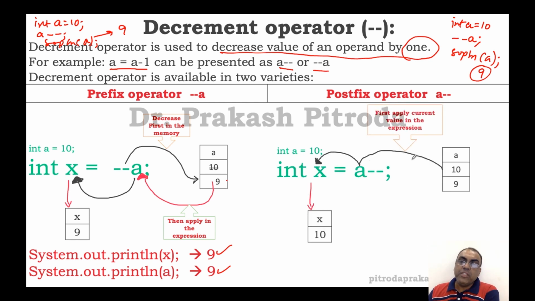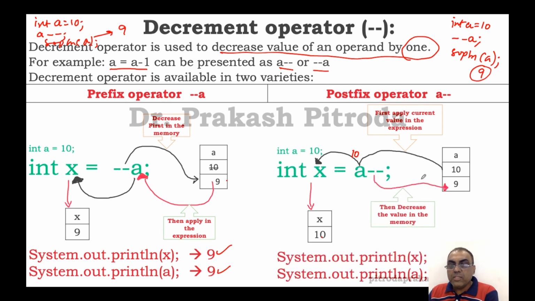Now because it's a postfix, first the computer will apply the 10 over here, so the 10 has already been applied and gone into x. The moment the computer comes here, it is going to decrease. After this is done, the value has been decreased to 9. So first apply the current value into the expression and then decrease it in the memory. So when I say print x, the current value of x, which has already received 10, is printed, but a is 9 because that's your current value.